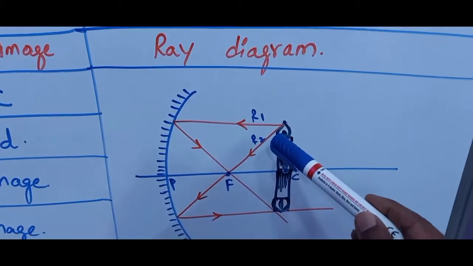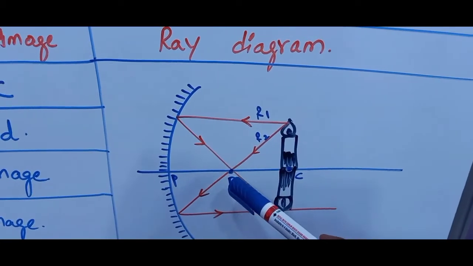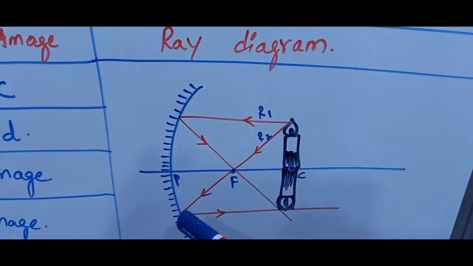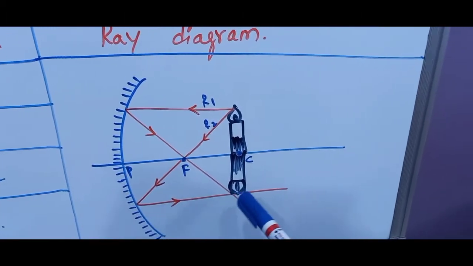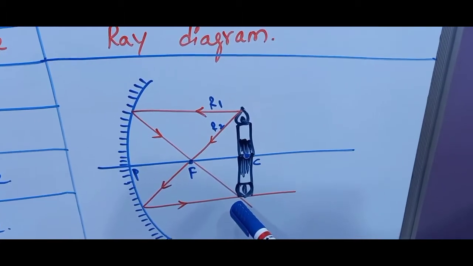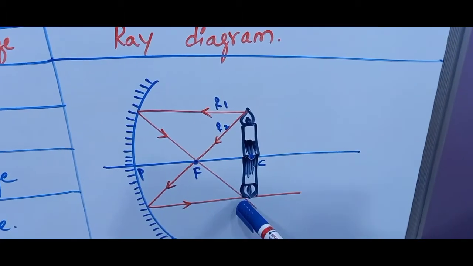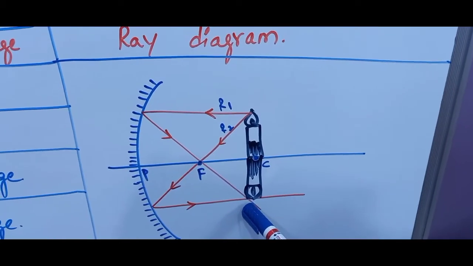Next, R2, the incident ray number 2, is also coming from the tip of the object and going through the focal point of the mirror. As it is going to the focal point of the mirror, after reflection its reflected ray must pass parallel to the principal axis. Now see where these 2 reflected rays are meeting. This is the point where the 2 reflected rays meet. So exactly here we will get the image of the object.